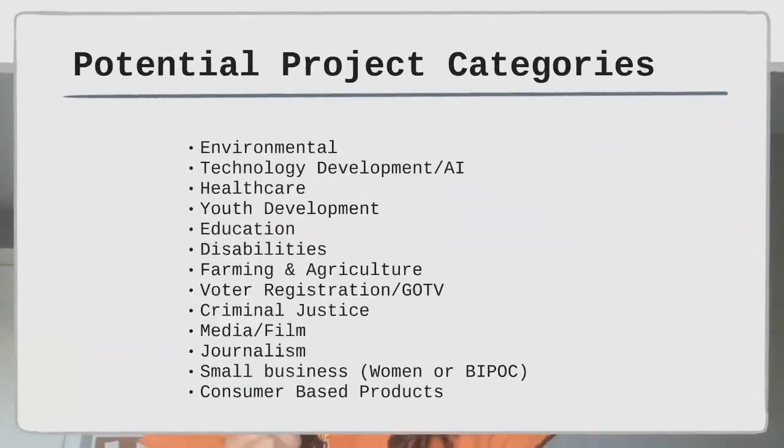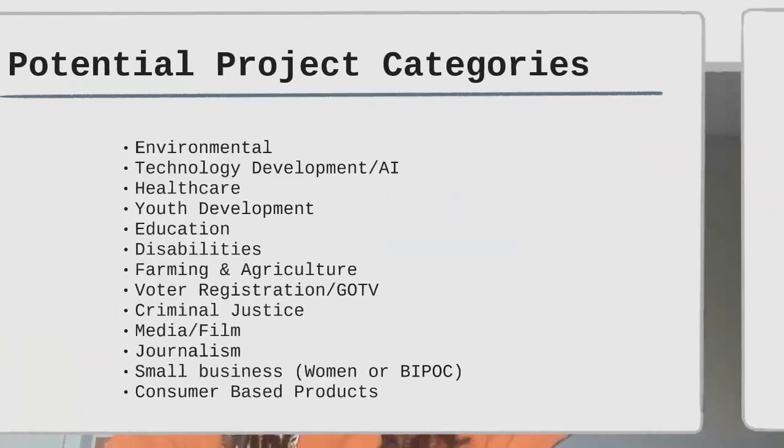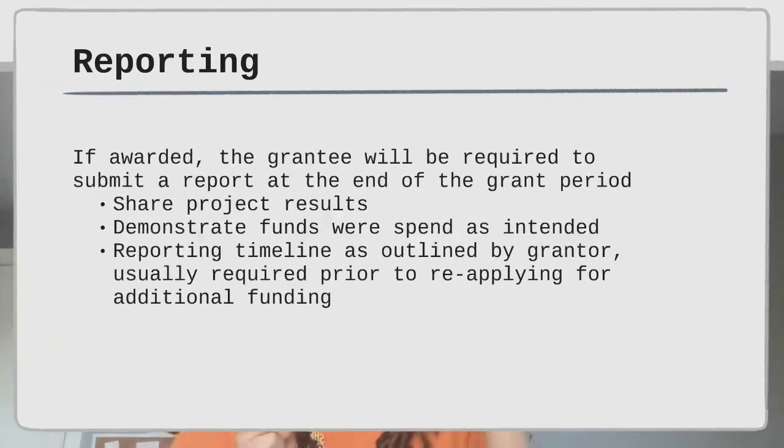All right. Some other project categories. We touched on this in our last overview video, but these are all categories you should be getting funding for. And then the final piece is reporting. When you get a grant, more often than not, your funder is going to be looking for a report on how the awarded funds were used. Make sure to share details of that project.